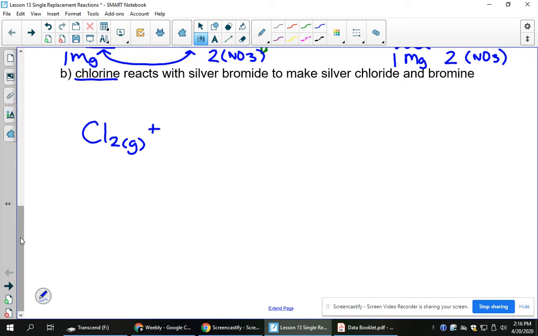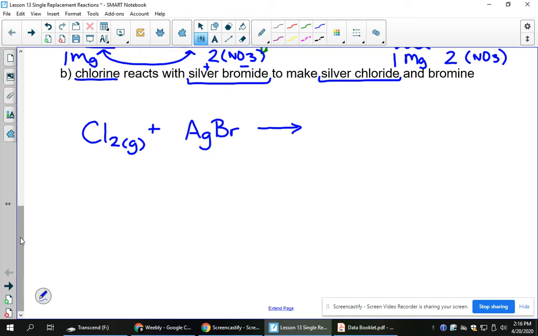It's reacting with silver bromide. As soon as you see the ending IDE, you know this is an ionic compound, so you need to find the charges for silver and bromide. Silver is positive, bromide is negative. And so when we write this compound, if the charge is already balanced, we just write the chemical formula for silver and the chemical formula for bromide. I'm going to leave a little space because I need to figure out if it's solid or aqueous after.